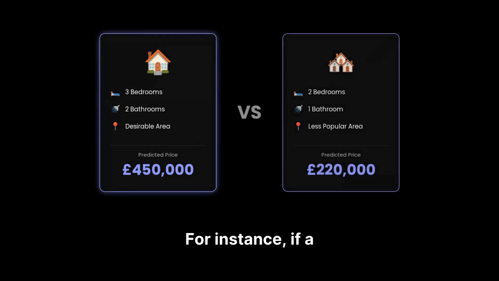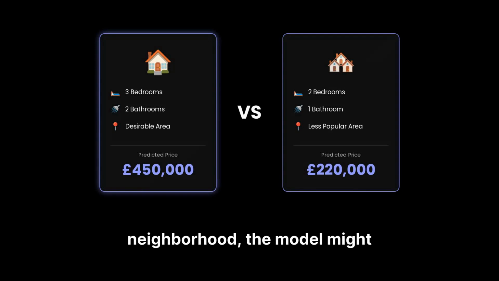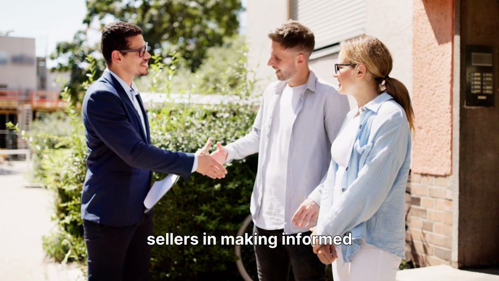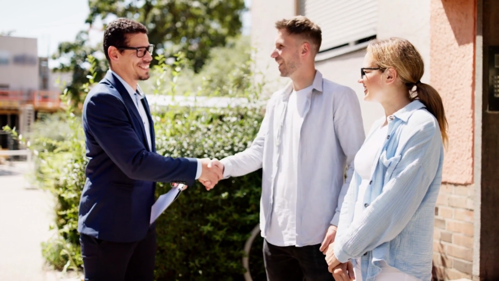For instance, if a house has 3 bedrooms, 2 bathrooms, and is located in a desirable neighborhood, the model might predict a higher price compared to a smaller house in a less popular area. This is incredibly useful for both buyers and sellers in making informed decisions.